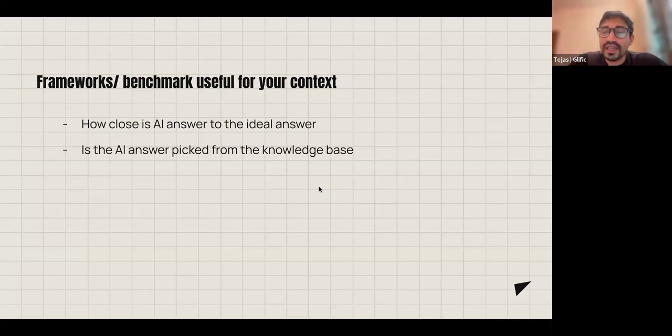So those are the two major benchmarks that we think will help us figure out whether the answer is useful for our context, yes or no. There are lots of other ones, but these two are the ones that will help us.